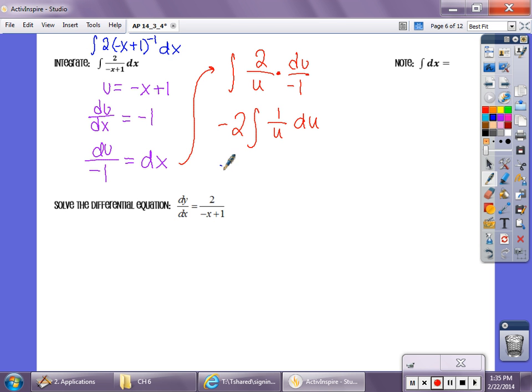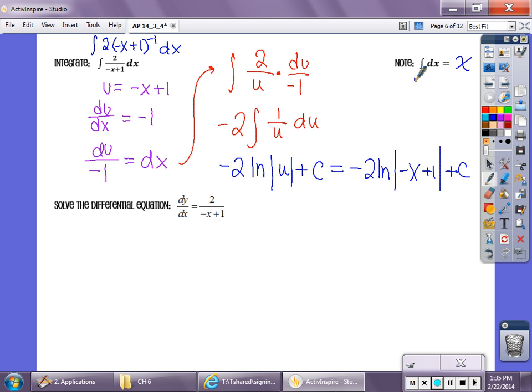So I get -2 ln of the absolute value of u plus c, which is -2 ln absolute value of -x plus 1 plus c. Up here it says note the integral of dx. It's just a reminder that is x, and the integral of just dy is just y. Just a reminder for you.